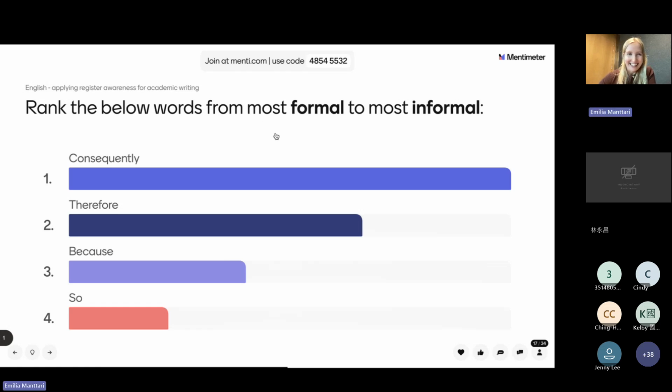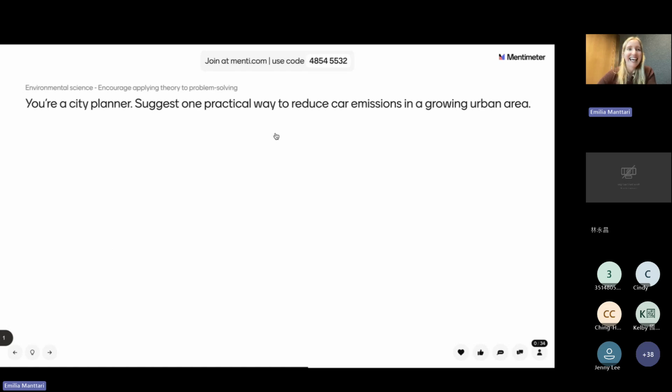Great. I think we can move to the next example here. And this is really focused on applying that knowledge. So this is something that we could be doing in environmental science and encouraging applying that theory that you've learned to problem solving. So instead of just learning the theory, you're now actually using the theory that you have learned. So our task now is you're a city planner. Suggest one practical way to reduce car emissions in a growing urban area.